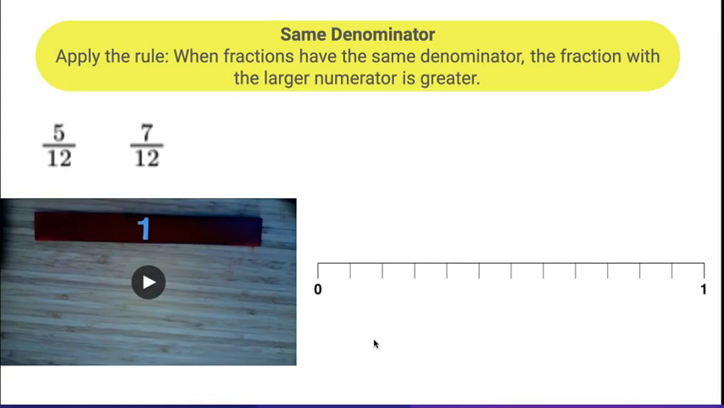I can also show this on the number line. Here is 5/12 on the number line. Here is 7/12 on the number line. 7/12 is closer to 1 whole, so 7/12 is greater than 5/12.